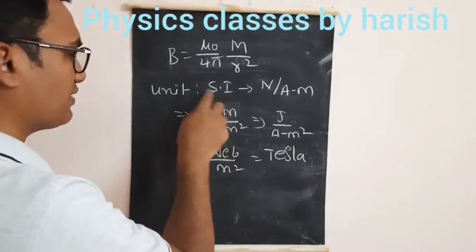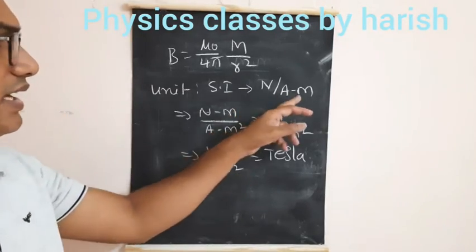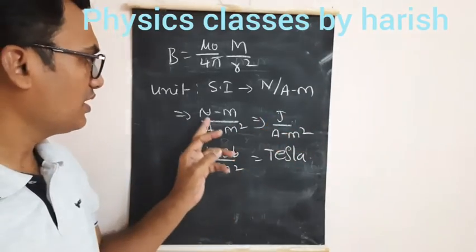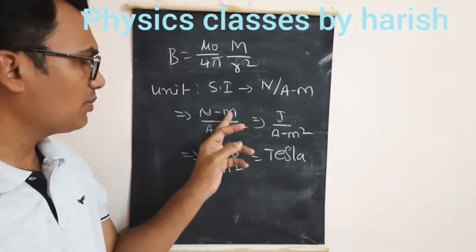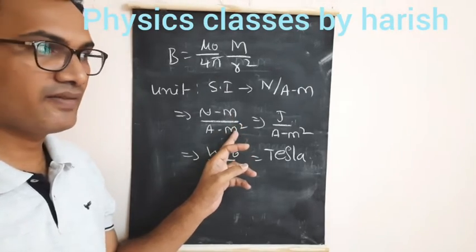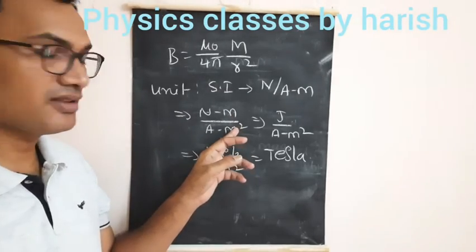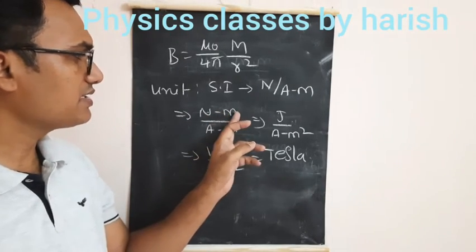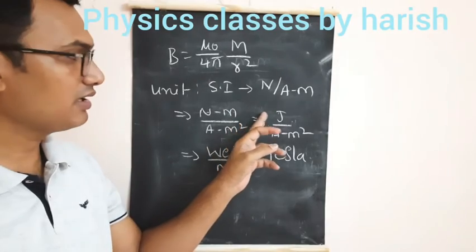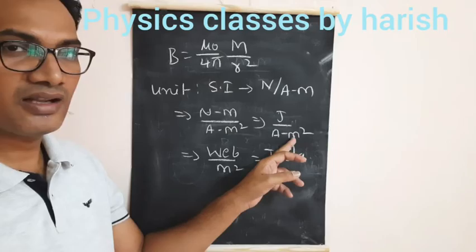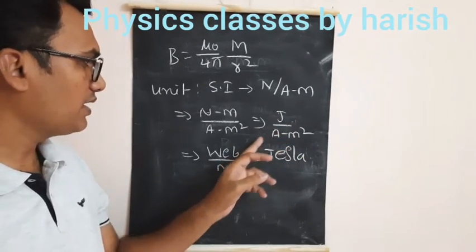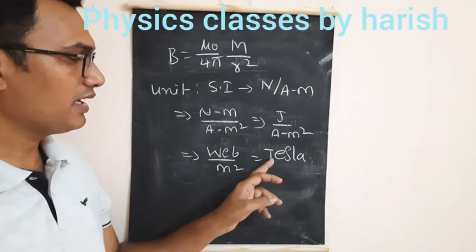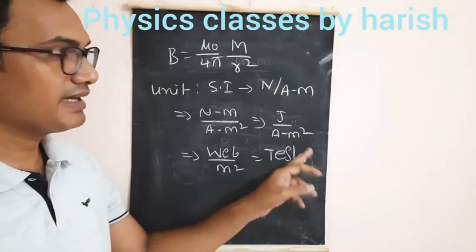First, the SI unit is Newton per ampere meter. Newton is the magnetic force, and ampere meter is the unit of pole strength. Newton per ampere meter, we multiply and divide with m, which is a length unit. So Newton meter divided by ampere meter square. Newton meter is work done, and its unit is joule. Joule divided by ampere meter square. Joule per ampere is Weber, so it is Weber per meter square, and Weber per meter square is also known as Tesla.